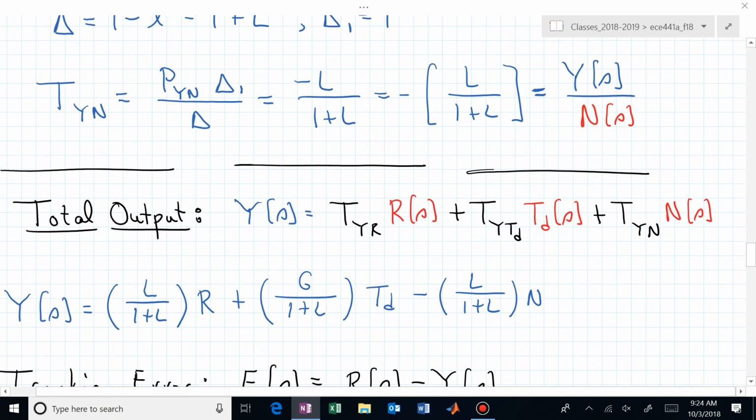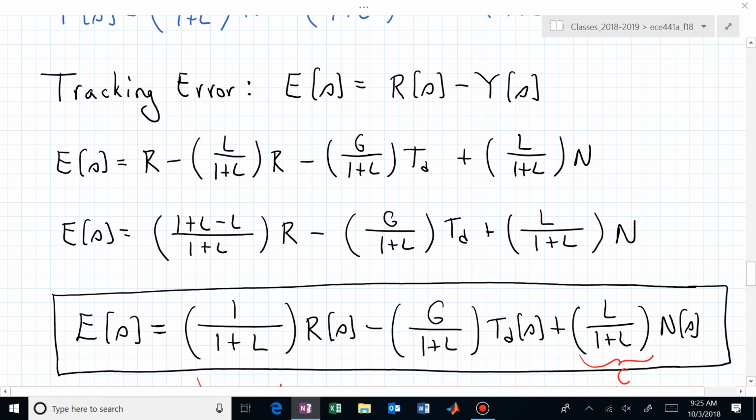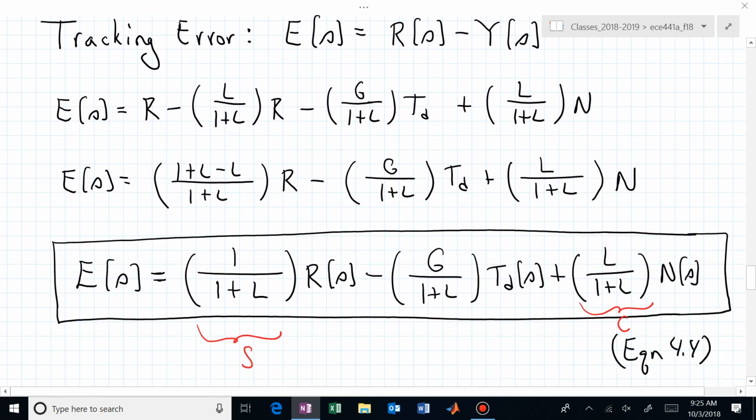Then what happens? You take those 3 transfer functions, and by superposition, you can create the y. And y is just now this sum of 3 terms between the reference input r, the disturbance input t sub d, and the noise n. And from that, we can subtract y from r to get E and end up with this equation. That's equation 4.4. With S, what was S?